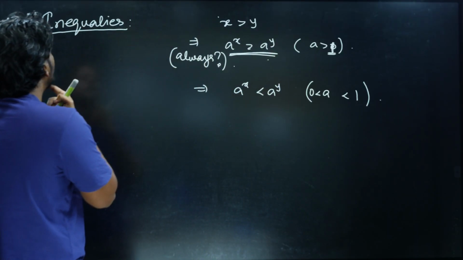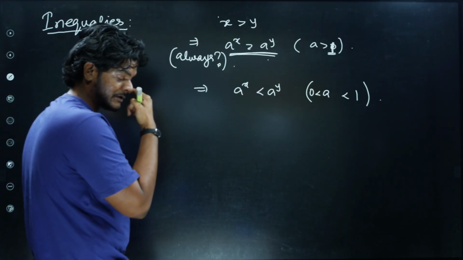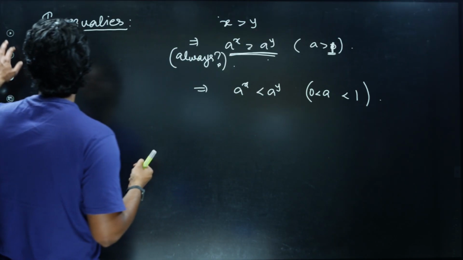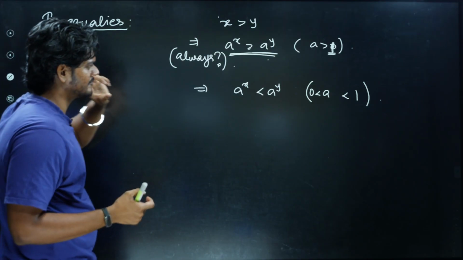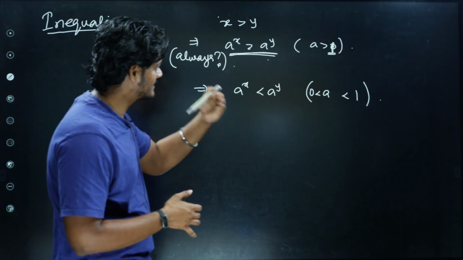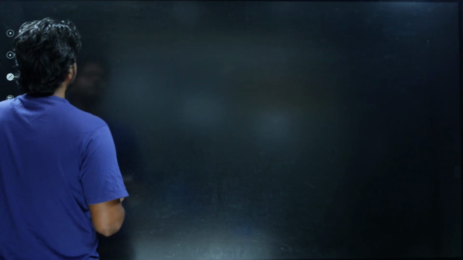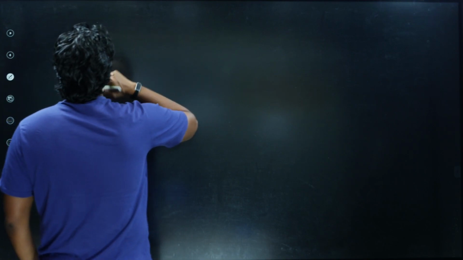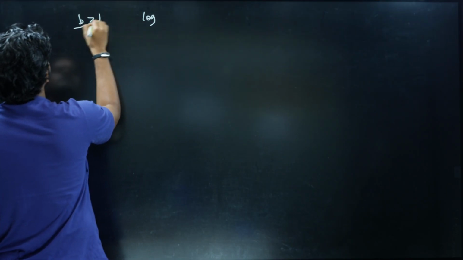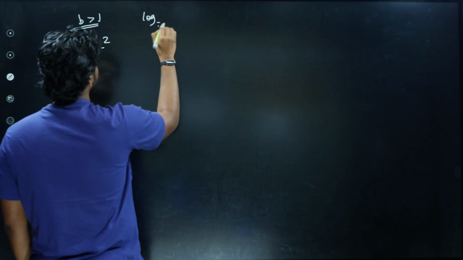And something very similar will happen for logarithm as well. Logarithm also, make sure that there is some change when we have base greater than 1 or less than 1. So let's see a few examples. If my base is greater than 1, let's take the base to be 2 again, our favorite number.